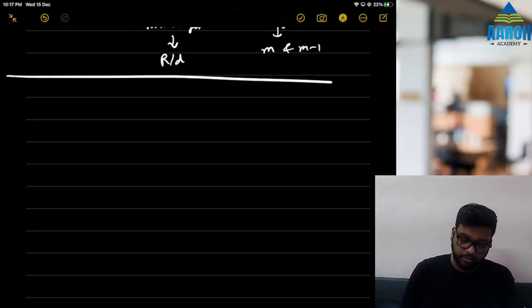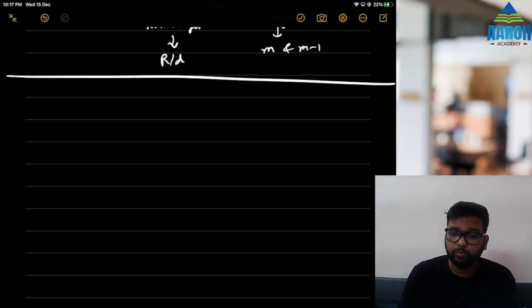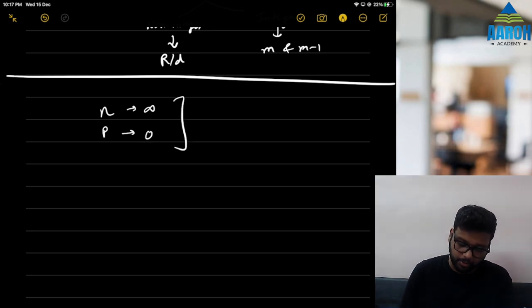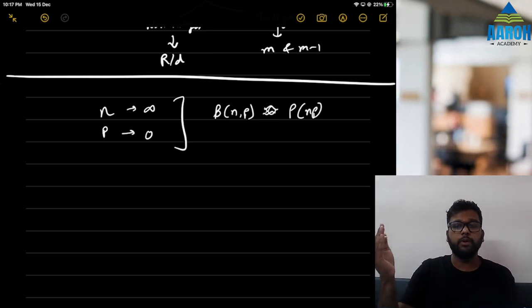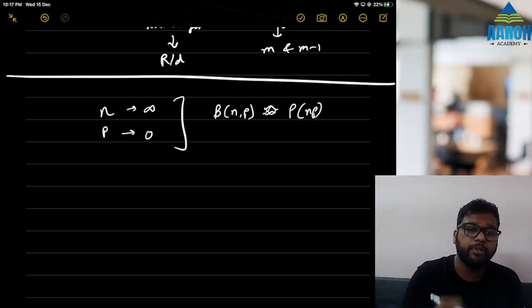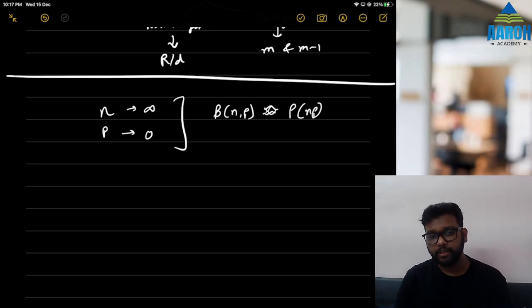We can approximate the binomial distribution with the Poisson distribution. If n tends to infinity and p tends to 0, then the binomial distribution with parameters n and p can be approximated as a Poisson distribution with one parameter, n into p. So in the exam, if the question says 100 samples and 1% probability that one will be defective, then we will not use the binomial distribution, we will use the Poisson distribution.